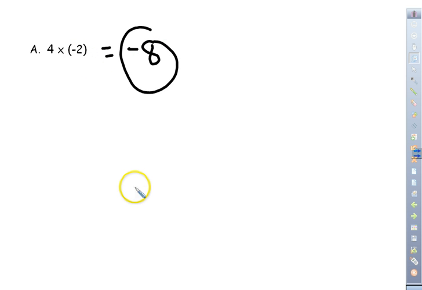All right, 4 times a negative 2. So you're going to take, using your rules, 4 times 2 is going to give me 8. But again, according to our rules, unlike signs or different signs will always be negative. So my answer is a negative 8. Go ahead and check to make certain that you have that answer. If you're not certain, please ask now.